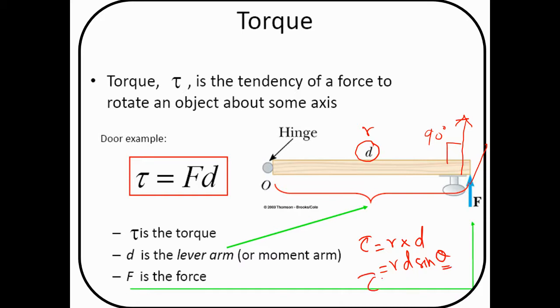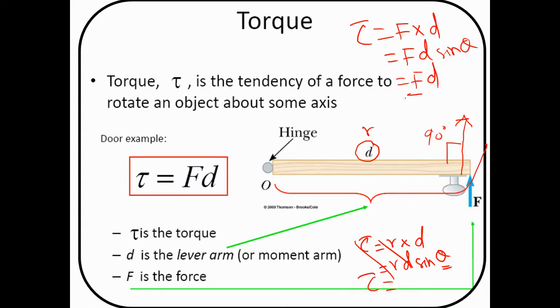Sorry, I wrote the formula wrong. So torque tau is nothing but F cross D, which is nothing but FD sine theta. Theta is 90 degrees, so I will get FD. This is my applied force, and this is my distance from the axis of rotation to my applied force. So this is my distance.